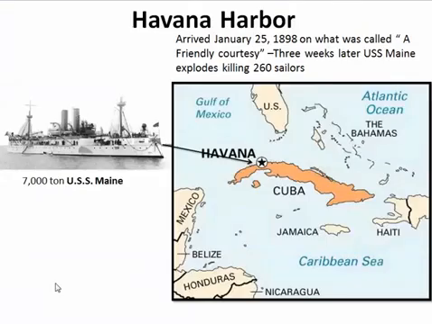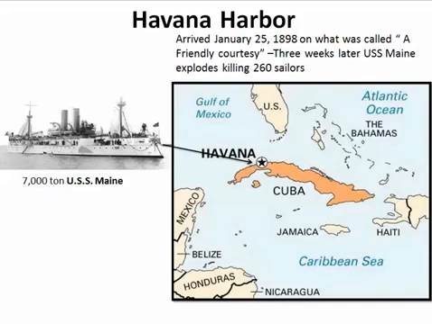At any rate, on January 25th, 1898, the United States sent a 7,000-ton naval vessel called the USS Maine, United States ship Maine, down to Havana, Cuba, on a visit that was called a friendly courtesy, just going there to check things out. And then 3 weeks later, the USS Maine explodes in the Havana harbor, and it's going to kill 260 U.S. sailors.